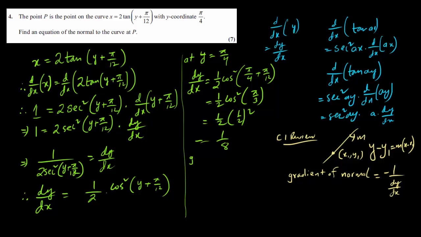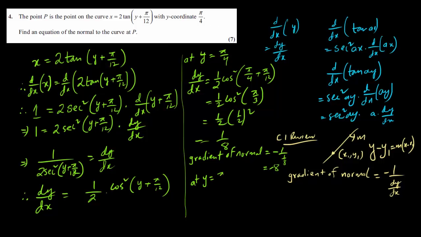So now the gradient of the normal is going to be minus 1 by dy by dx. So the gradient of the normal equals minus 1 by 1 by 8, which is minus 8. Now we are going to use the equation of the general line, y minus y1. This is known as the point slope form of the equation of the line: y minus y1 equals m times x minus x1. But we need to know the y coordinate and the x coordinate. We know the y coordinate is pi by 4. We need to know the x coordinate. So let's find that out.